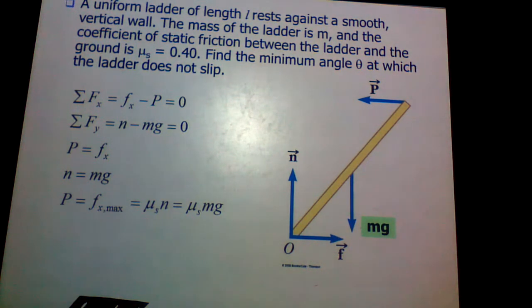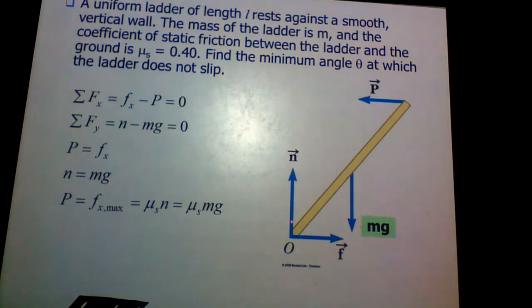So the sum of the forces in the x direction. Well, I have friction, and then I have my normal force here that's from the wall. And since I want this to be at rest, I'm going to say that they have to be balanced, so that's equal to 0. So this vector and friction have to be equal to 0. Sum of the forces in the y direction.